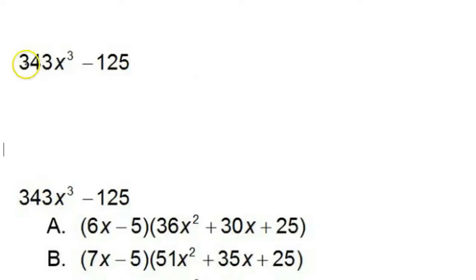In this video, we will factor this binomial. There is no common factor, but we notice that we have a cube right here. That makes us think that perhaps this is the difference of two cubes. So it's just a matter of: is 343 a perfect cube? Is 125 a perfect cube?